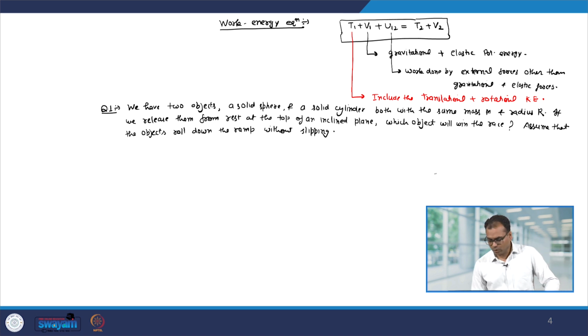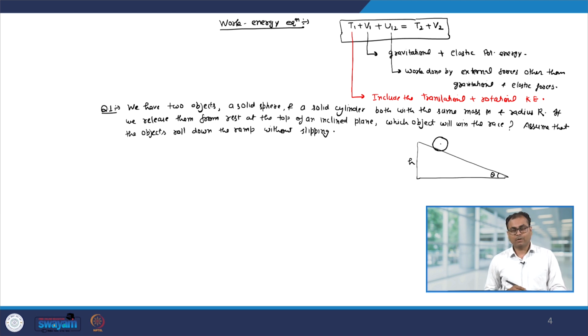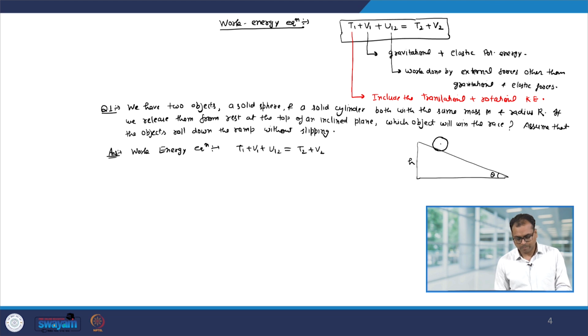Okay. So, we have the following situation, we have this ramp. Okay. To formulate the problem, let us say this height is h and this angle is theta. So, we have our object here. Okay. Now, to analyze this problem, we can use the work energy equation. Okay, the whole thing is moving in a plane, which is T1 plus V1 plus U12 equal to T2 plus V2.